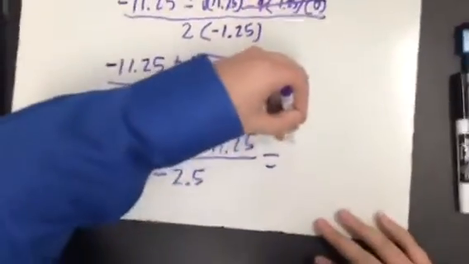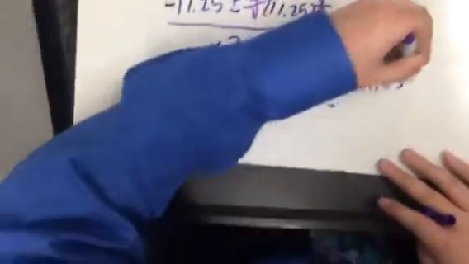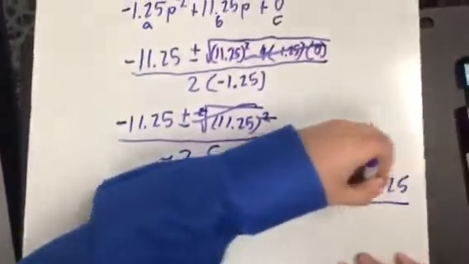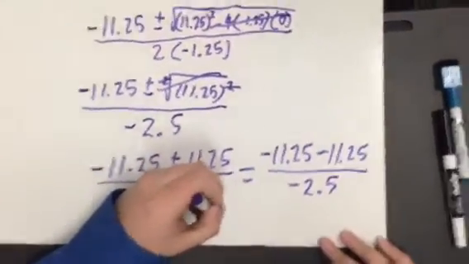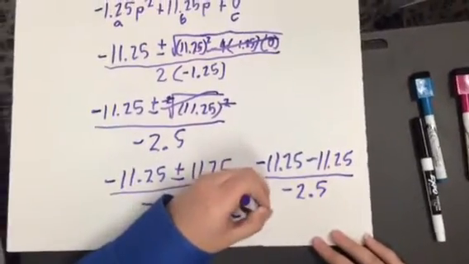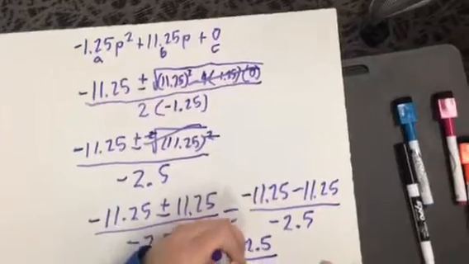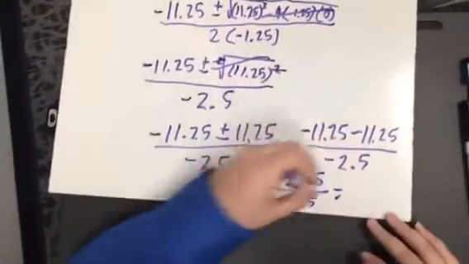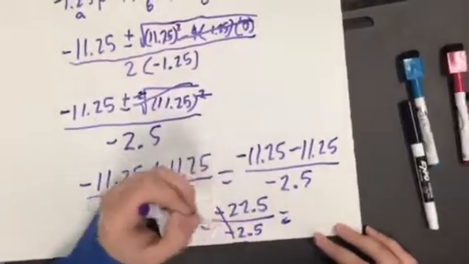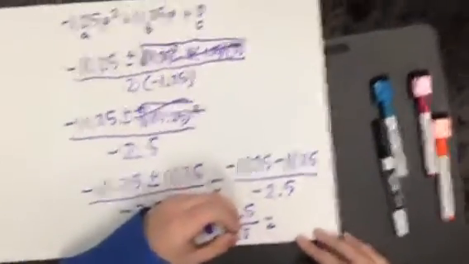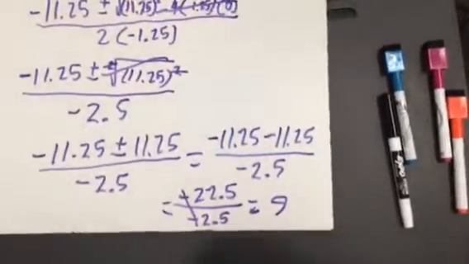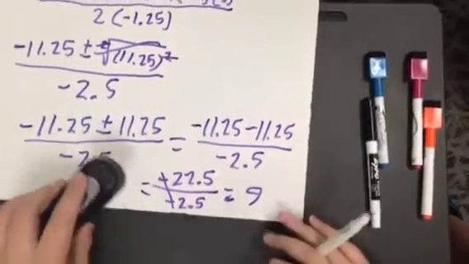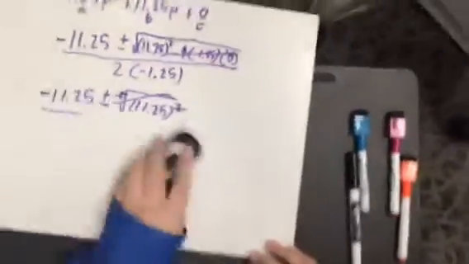So the answer we're going to want to focus on is going to be negative 11.25 minus 11.25 over negative 2.5. And this will simplify first to negative 22.5 over negative 2.5. And lastly, this will simplify, the negatives cancel out, and 22.5 over 2.5, if you do that in your calculator, it comes out to a nice even number of 9. Now, you may think that we're done here, but that is not the case. We have that p equals 9.